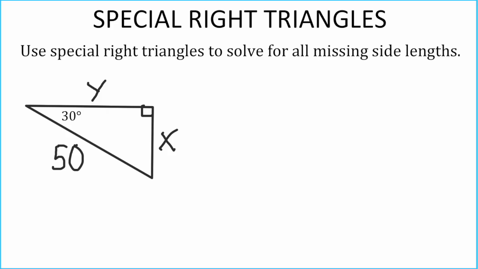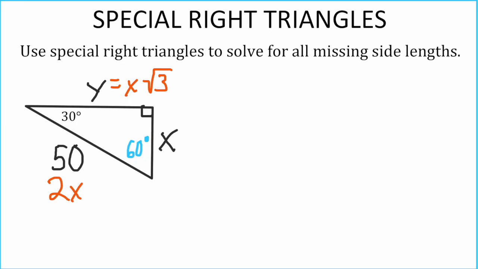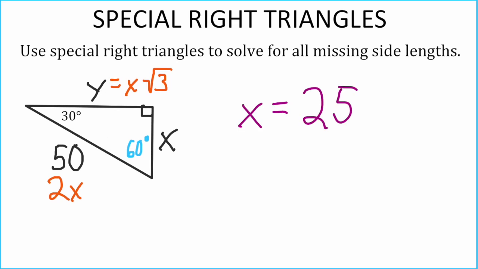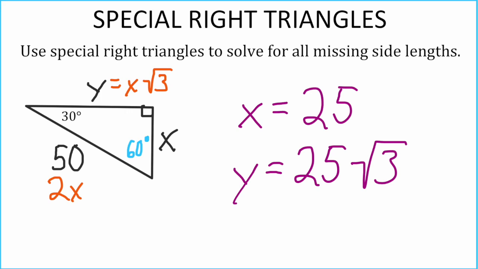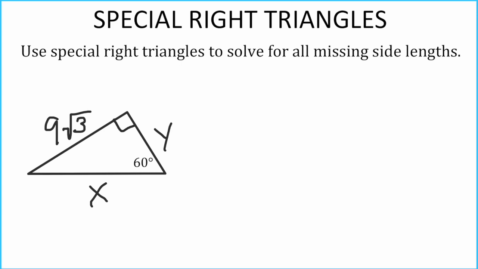First problem. All right, so first of all, we do have to know it's a 30, 60, 90 triangle. If you do triangle equals 180, the missing angle is 60 degrees. And so if the short leg is x, that means the hypotenuse is 2x, and the y would be x radical 3. So this one's pretty quick and easy. If 2x is 50, that means x is 25. And if x is 25, then y is 25 radical 3. Okay, next problem. Go ahead and pause it.